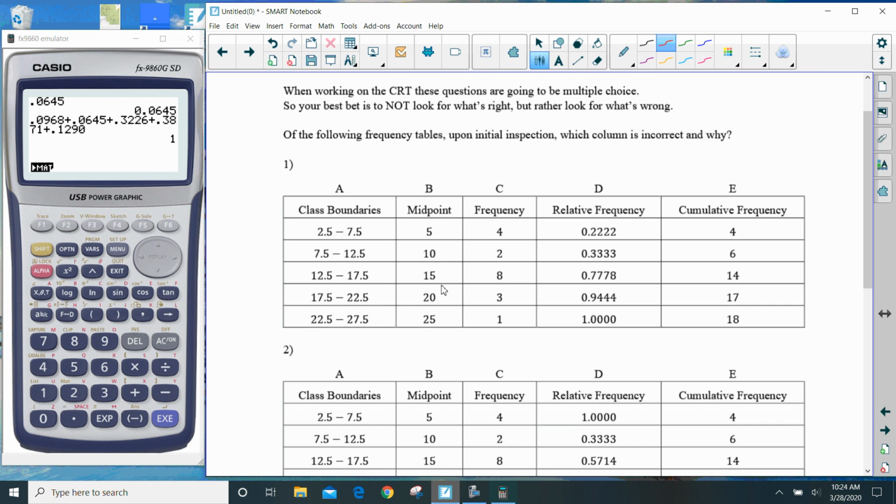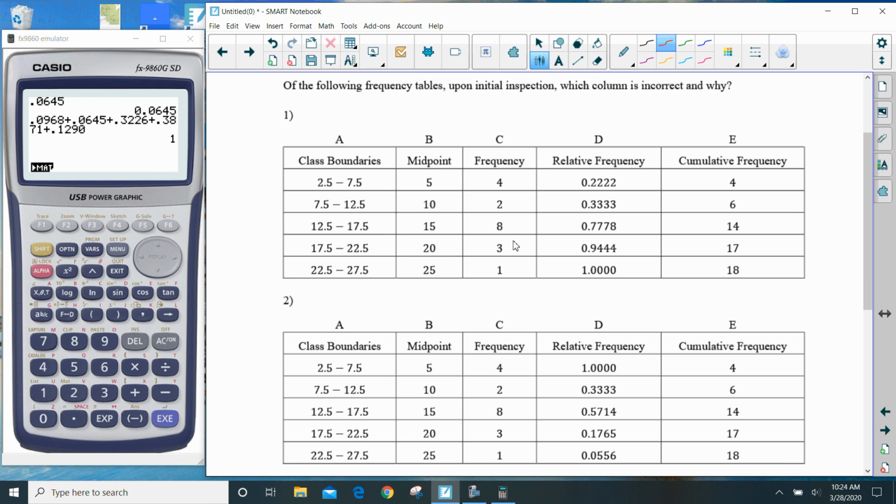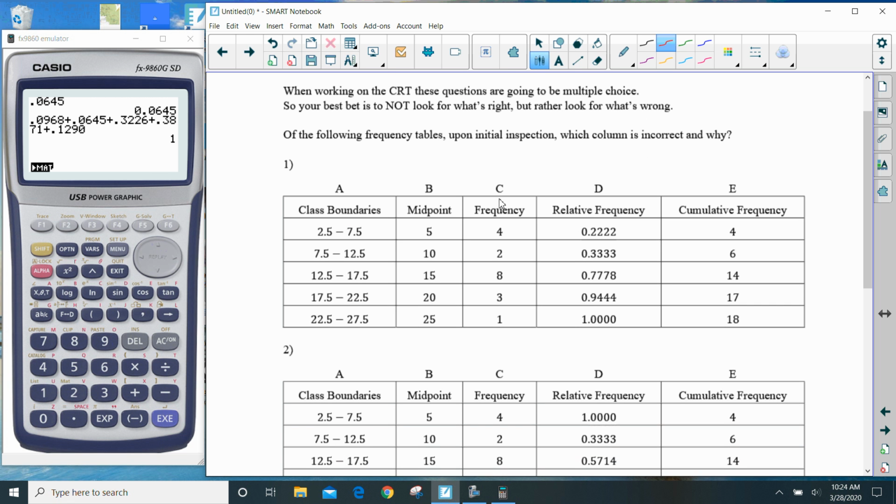All right, here are some problems in which there's purposeful mistakes being made. Can you just look at this table and tell where the mistake is being made? Of the following frequency tables, upon initial inspection, which column is incorrect and why? So I'm kind of going through the checklist. Okay, these things are ending in 0.5s. That's pretty decent. Midpoints, they're going up by the same amount every single time.